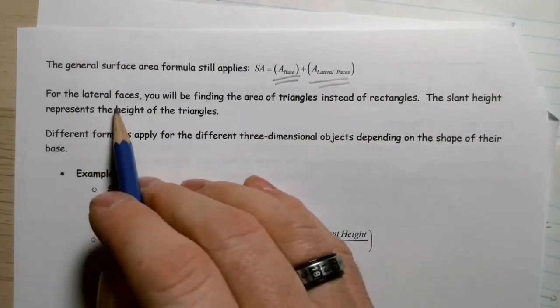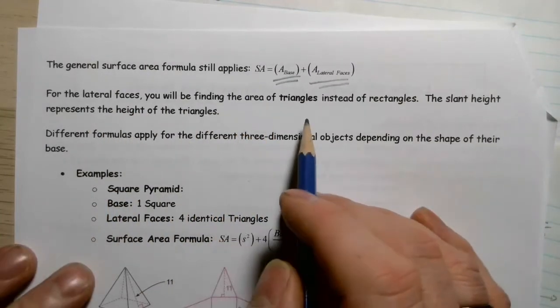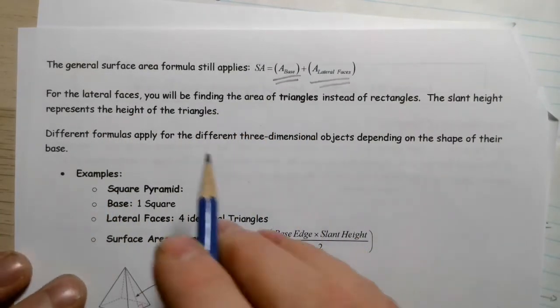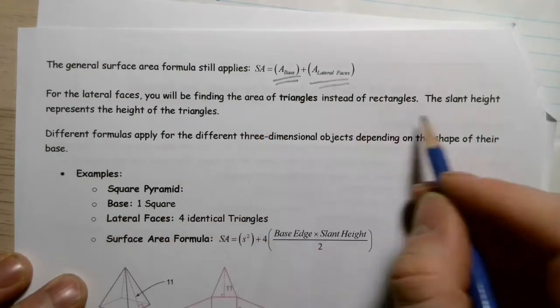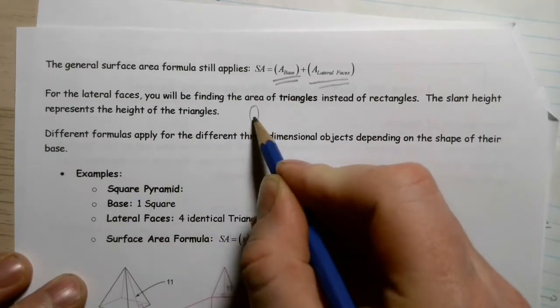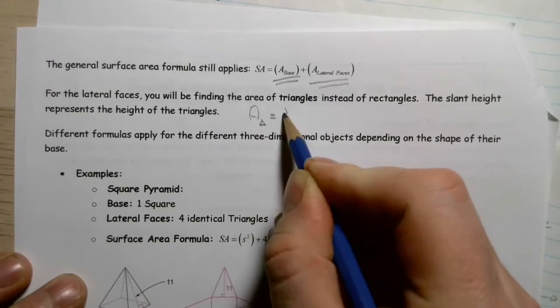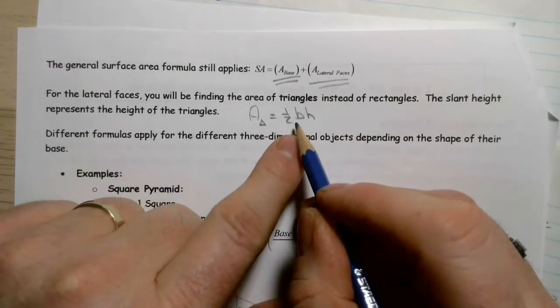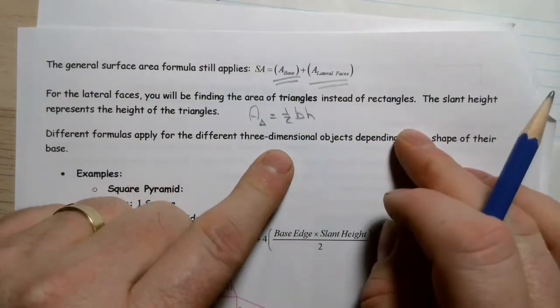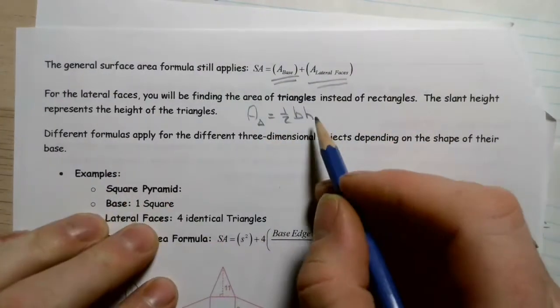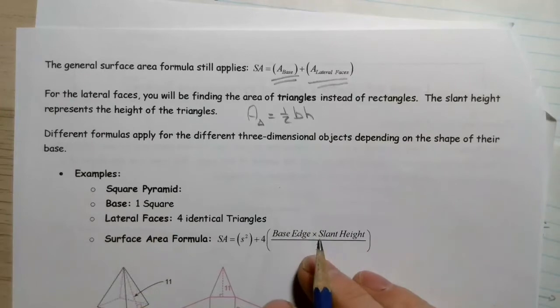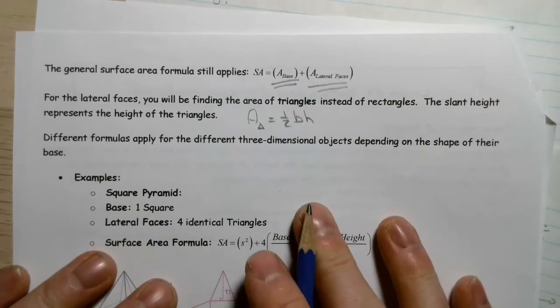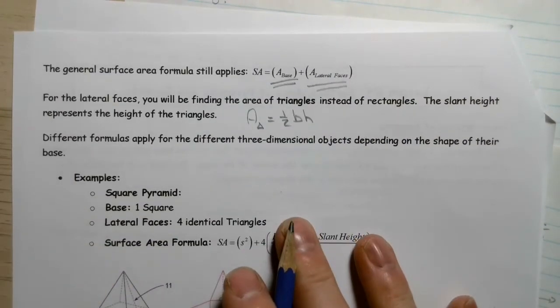So for the lateral faces, it's important to remember that these are triangles. They're not rectangles, they're triangles. And the slant height represents the height here. And remember, the area of a triangle will be 1/2 the base times the height. In this case, that base is going to be the length of the polygon on the bottom, and the height is going to be very specifically the slant height. Anyway, let's take a quick look at some examples here.